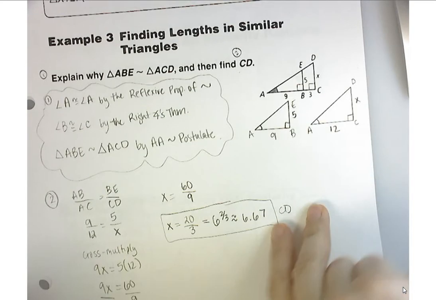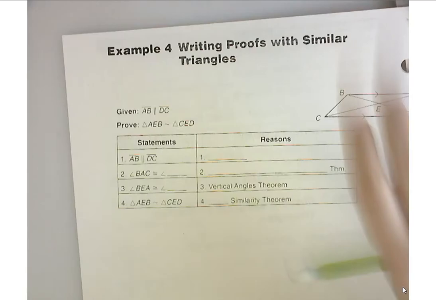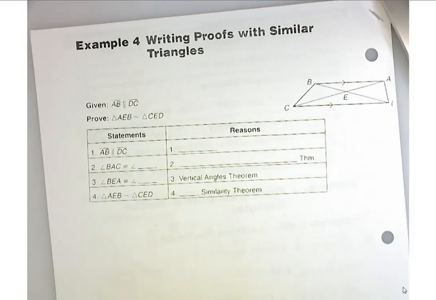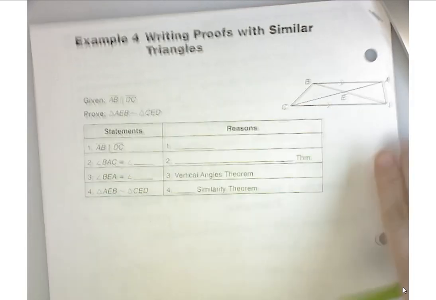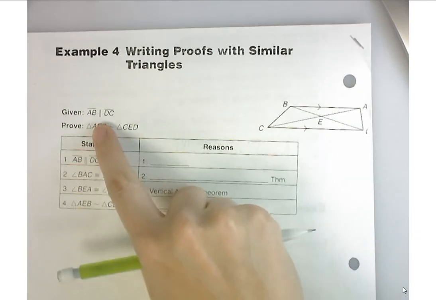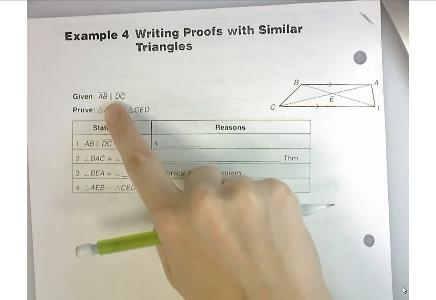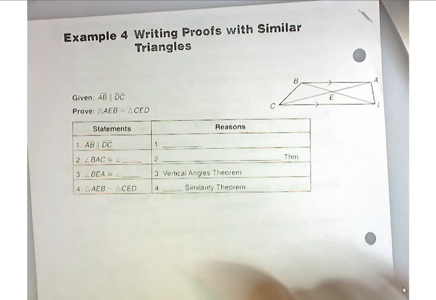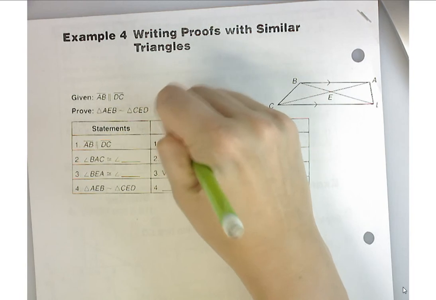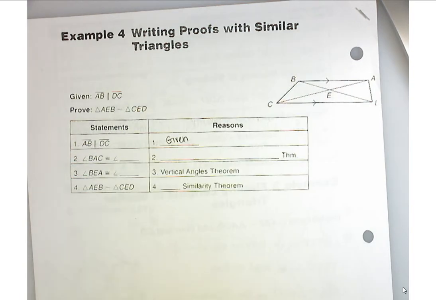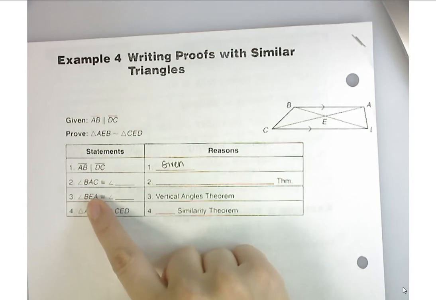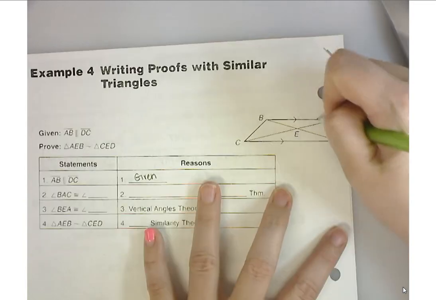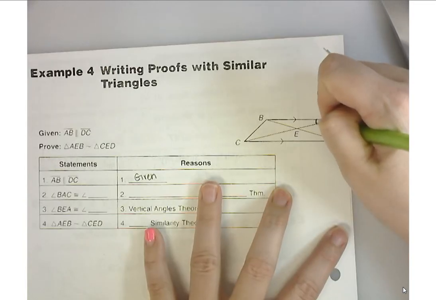All right, and then everybody's favorite. Writing proofs with similar triangles. Okay, so we have to remember some of the strategies we were talking about before. So whatever you're given, if it's not already marked on your diagram, you want to make sure you mark it. So you have AB is parallel to DC. That reason is given. And then here it says angle BAC. So I'm going to go ahead and mark that on my diagram. Angle BAC, what would that be congruent to?